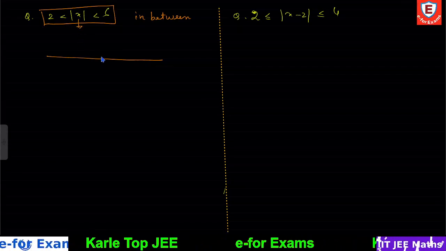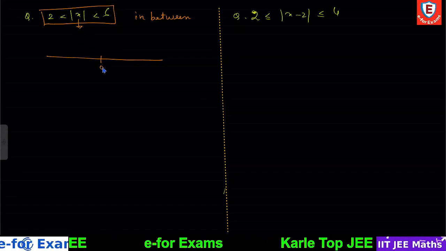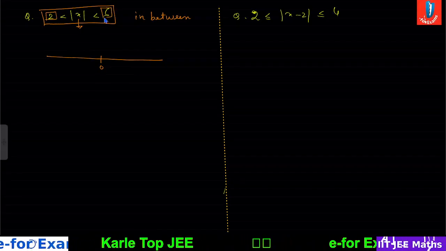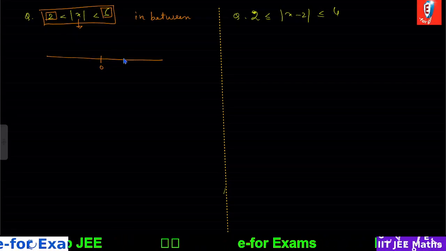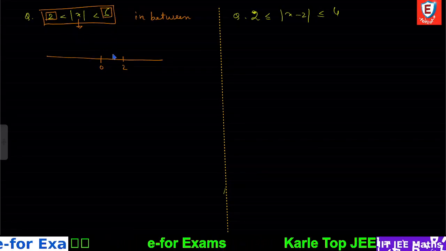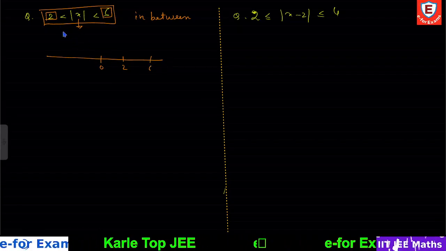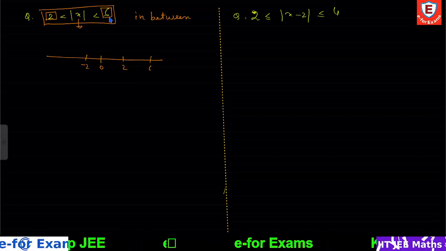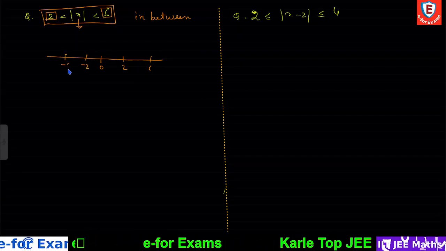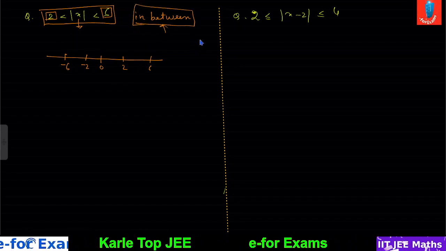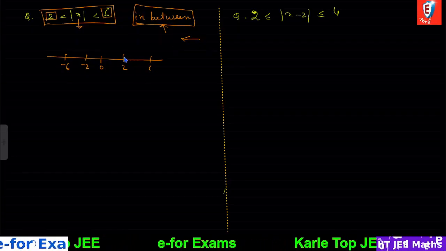Here, according to this, the critical point is 0. So towards the right, we have to go 2 and 6. First, we will take 2 towards the right. If you add 2, it will be 2. And again 6 more, 0 to 6, suppose here 6. And again 2 towards the left means minus 2. And 6 towards the left means minus 6. And as x should be in between, x will be between these two.